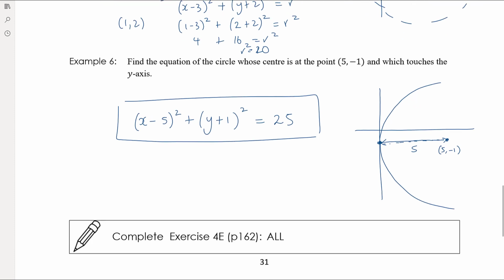Okay, so questions from exercise 4E. You can do all of the questions in that exercise today.